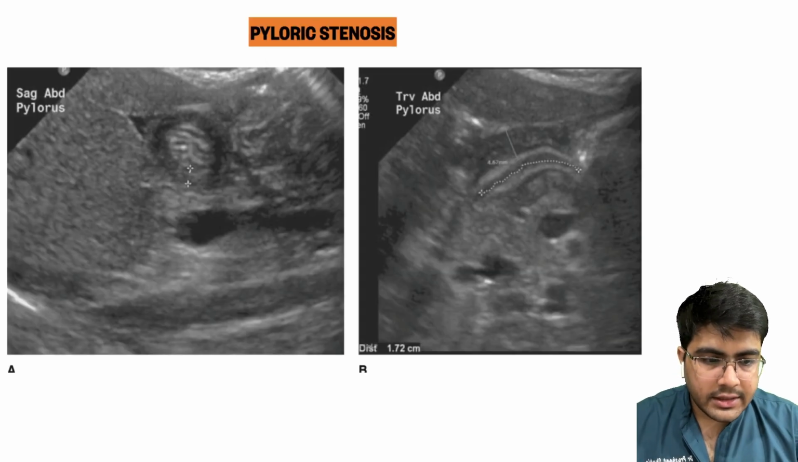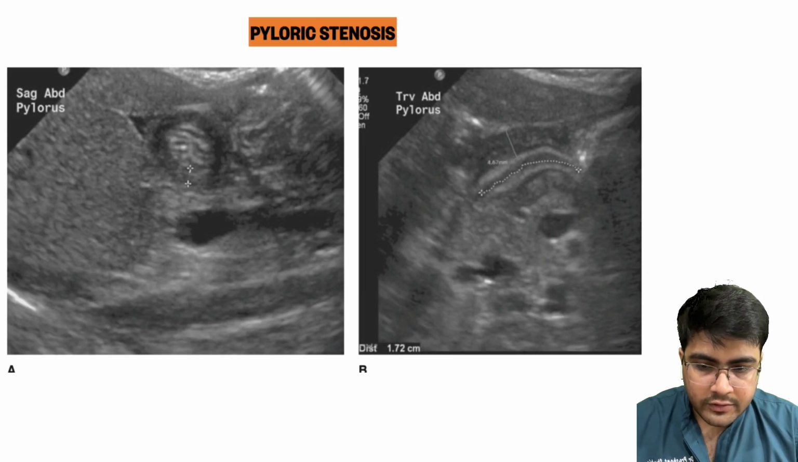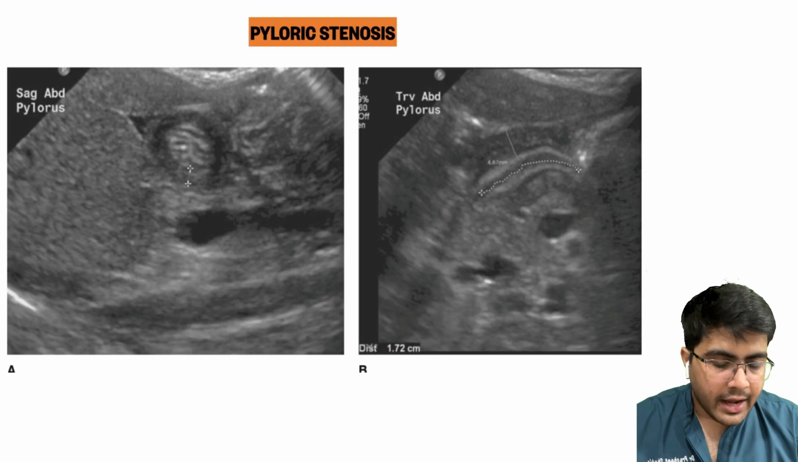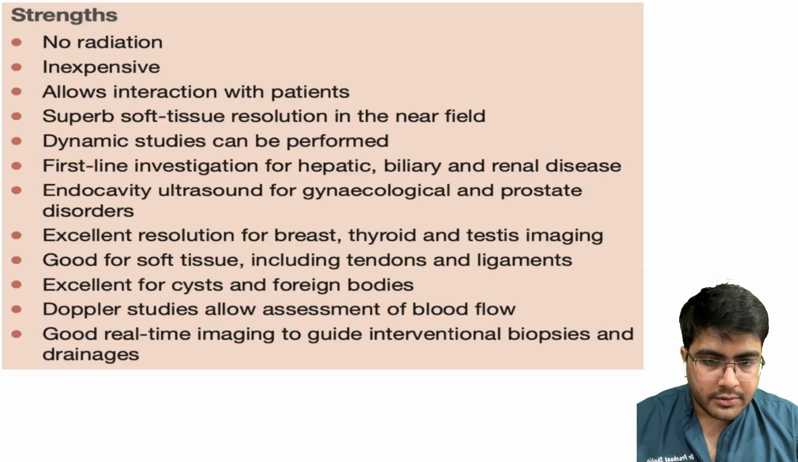So the next thing is the pyloric stenosis. So in the pyloric stenosis there is thickening of the circular muscles of the pylorus. So here you can see there is a lot of thickening on the left hand side, and again the pyloric channel has also increased in length, which leads to pyloric stenosis. So these are classical findings of pyloric stenosis on ultrasound.